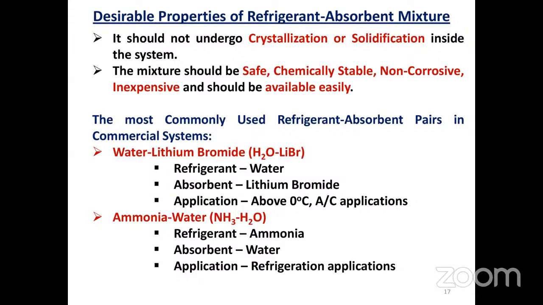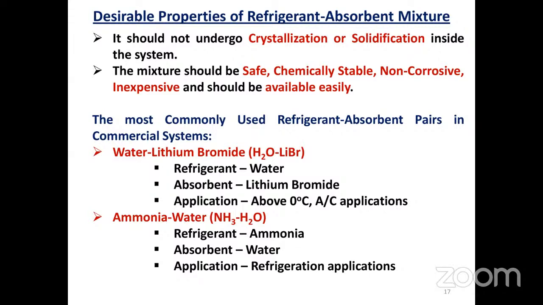Water-lithium bromide, that is H2O-LiBr. The refrigerant is water and the absorbent is lithium bromide. Its application is above 0 degrees C, that is AC plant applications. In the ammonia-water system, the refrigerant is ammonia and the absorbent is water. The application is refrigeration, below 0 degrees C, for cold storage wherever required for industrial purposes.